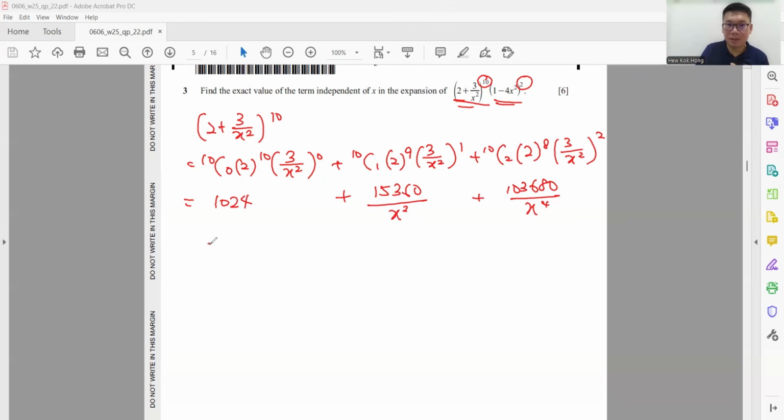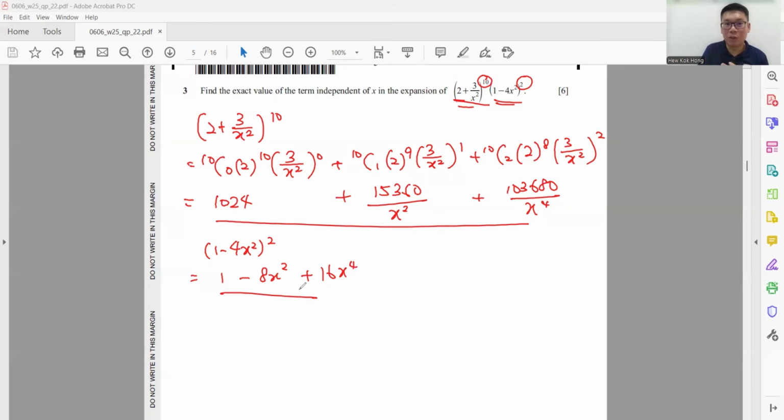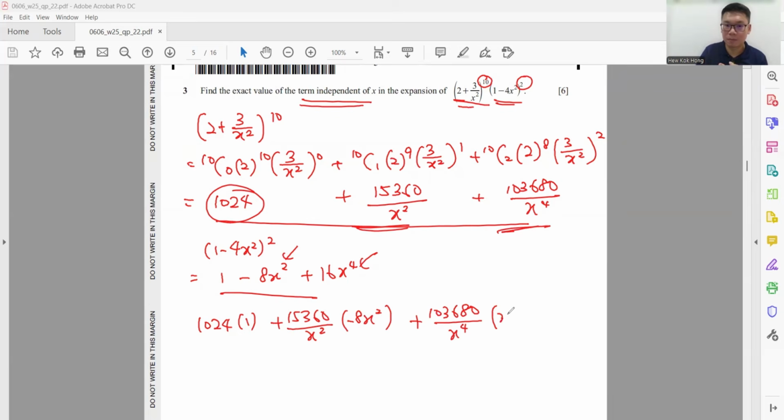Then we expand this. After we successfully expand these two, we need to check. They ask for the term independent of x. So we need to check which part can pair with any of them to form independent of x. Independent of x means x power 0, so it can pair with 1. How about this? It can pair with this to remove the x squared, and then this can pair with this. So all these three will form the term independent of x, so we need to sum them together, then you key into the calculator, you get the answer.